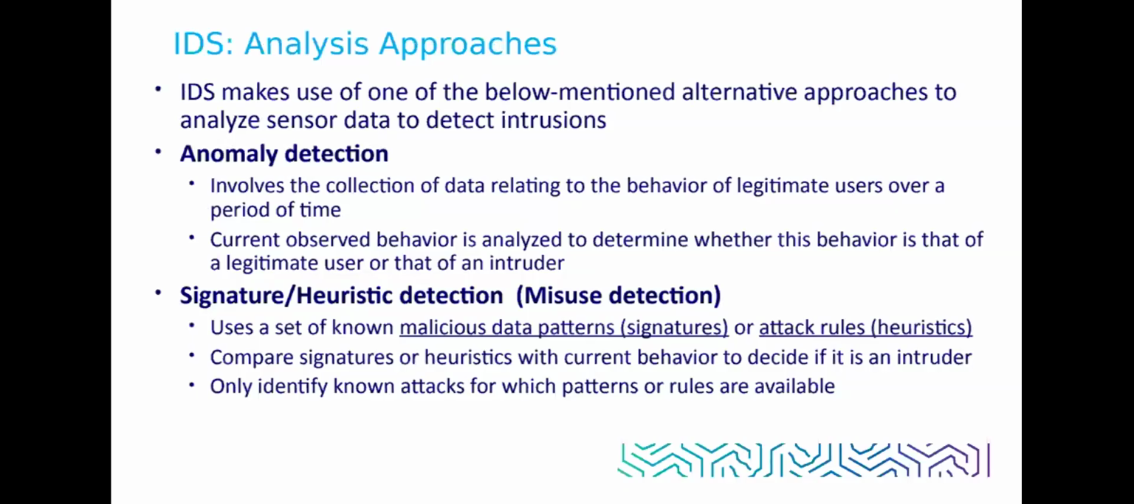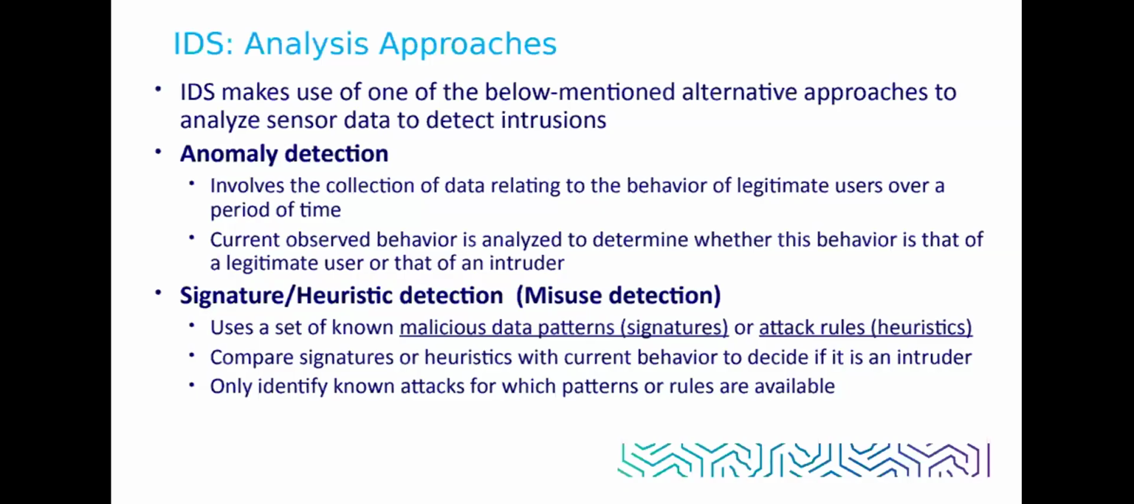Then there is a very important topic, that is analysis approaches. An IDS must analyze the data collected from the sensors. There are two main approaches used for this analysis: one is anomaly detection, and the other is signature or heuristic detection, which you can also call misuse detection.